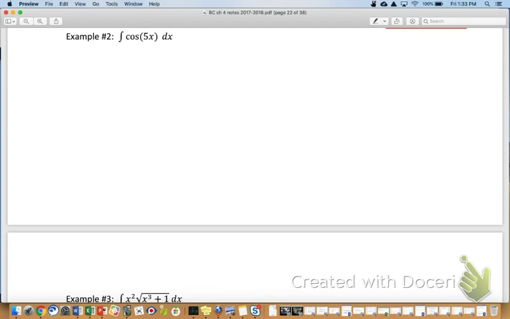So here's how you do this. Listen up now. You want to first recognize that your integrand is a clear composite, right? It's not just cosine of x or e to the x. Those are not composites. This one here, the input for cosine is not just an x, it's a 5x. So we call this composite.